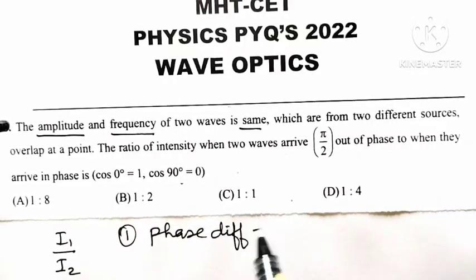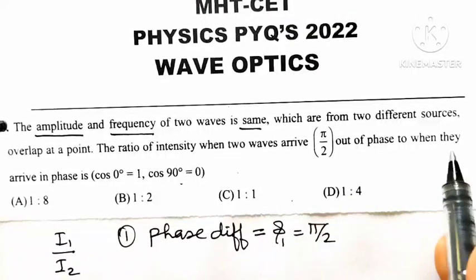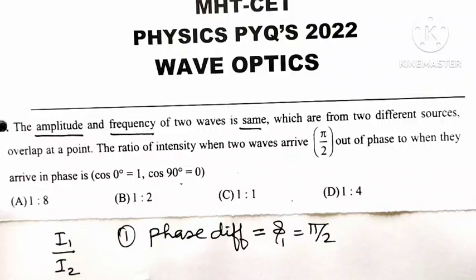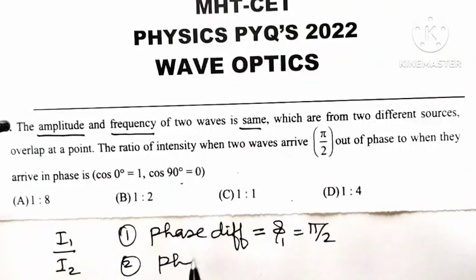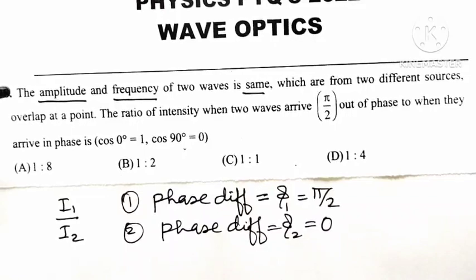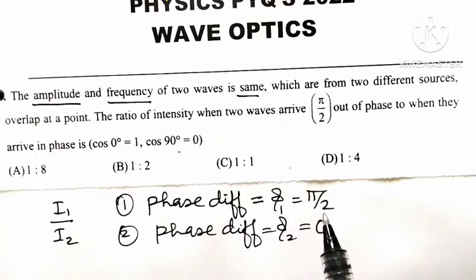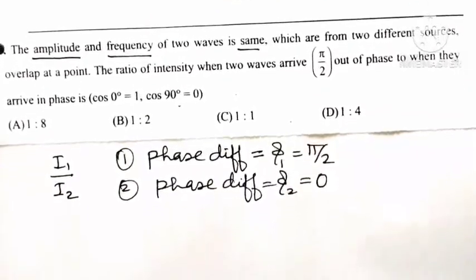Phase difference between the two waves is phi 1 equal to pi by 2, and in the second case, when they arrive in phase, the phase difference between the two interfering waves phi 2 is equal to 0. Here there is no need to find out path difference, directly phase difference is given.